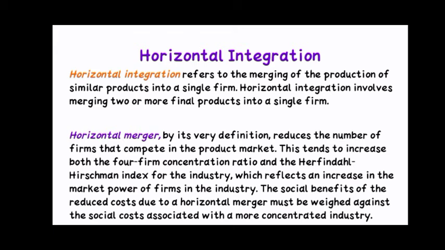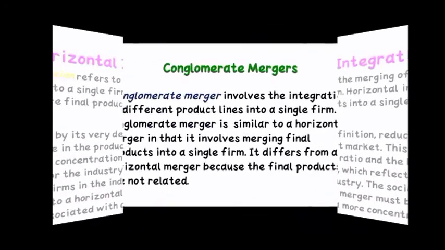The social benefits of the reduced cost due to a horizontal merger must be weighed against the social costs associated with a more concentrated industry. So, diri dapita mo ni ang duha ka company nga pareha og product mag-merge para makahimo na pug usa ka final product.